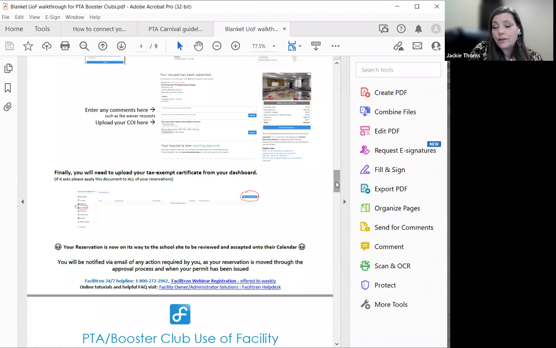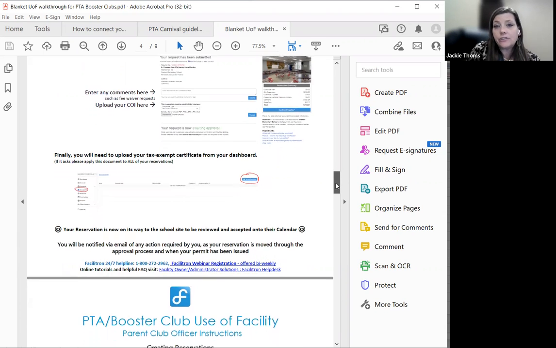When you're entering your reservations, if you don't have your COI to upload when you're creating your account, you can actually go back and add that at a later date. I have included instructions for where you can go and add that at a later date. And of course, if you have problems, you can reach out to me or Facilitron directly to add those.